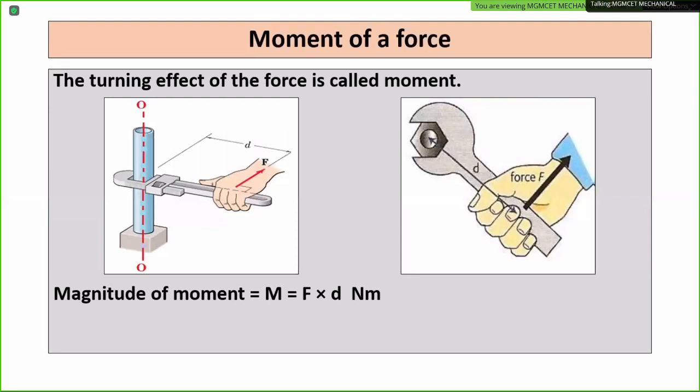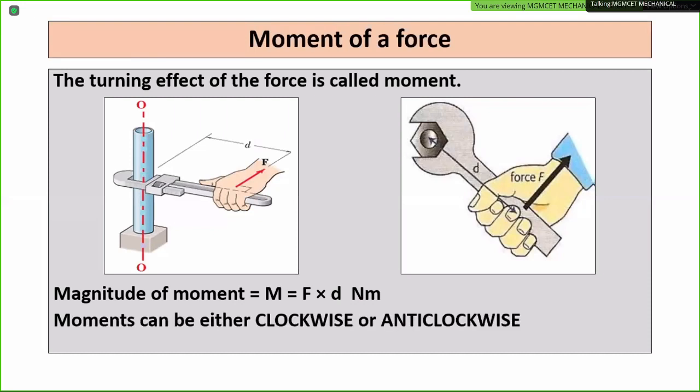Okay, sorry. So magnitude of the moment is nothing but F into D. F is the force, whose unit is Newton, and distance D is in meter. So its unit will be Newton meter. Again, moment is what? Moment is nothing but the rotation, and rotation may be clockwise or anti-clockwise.